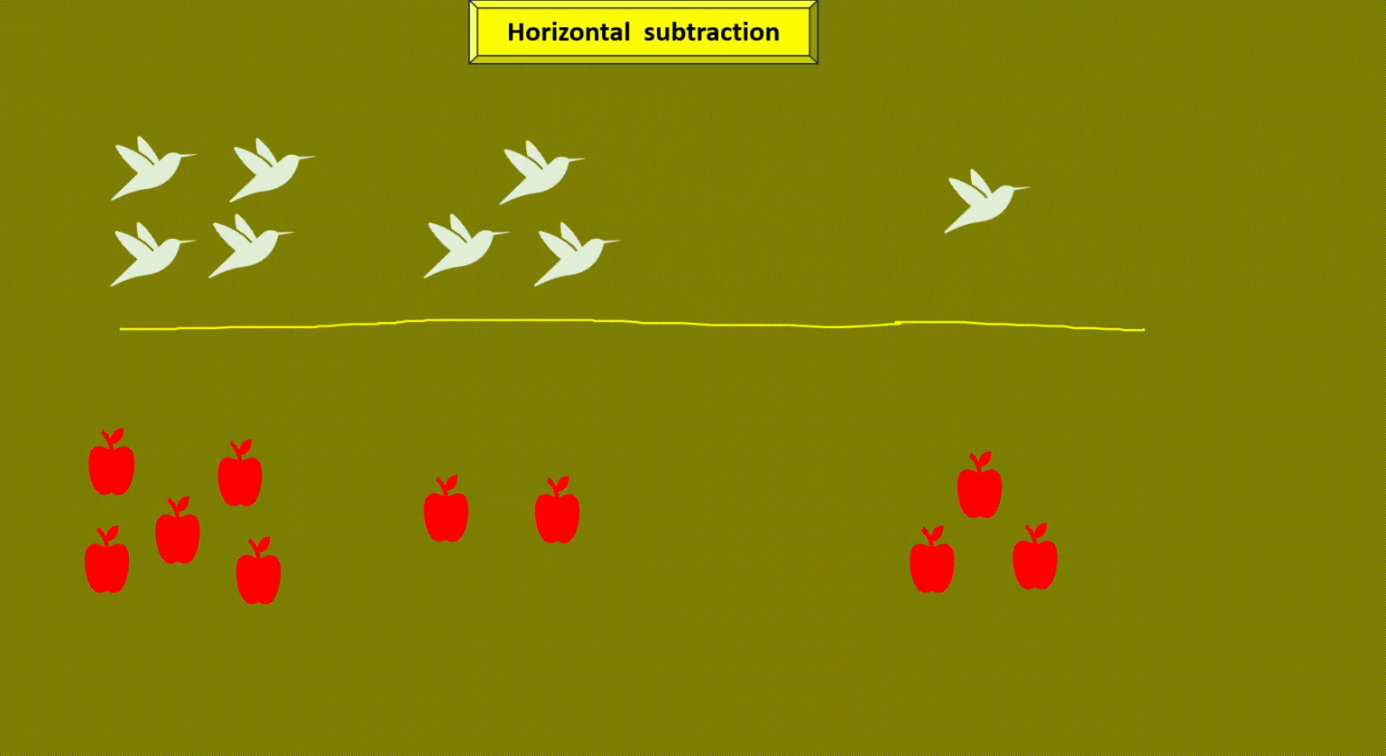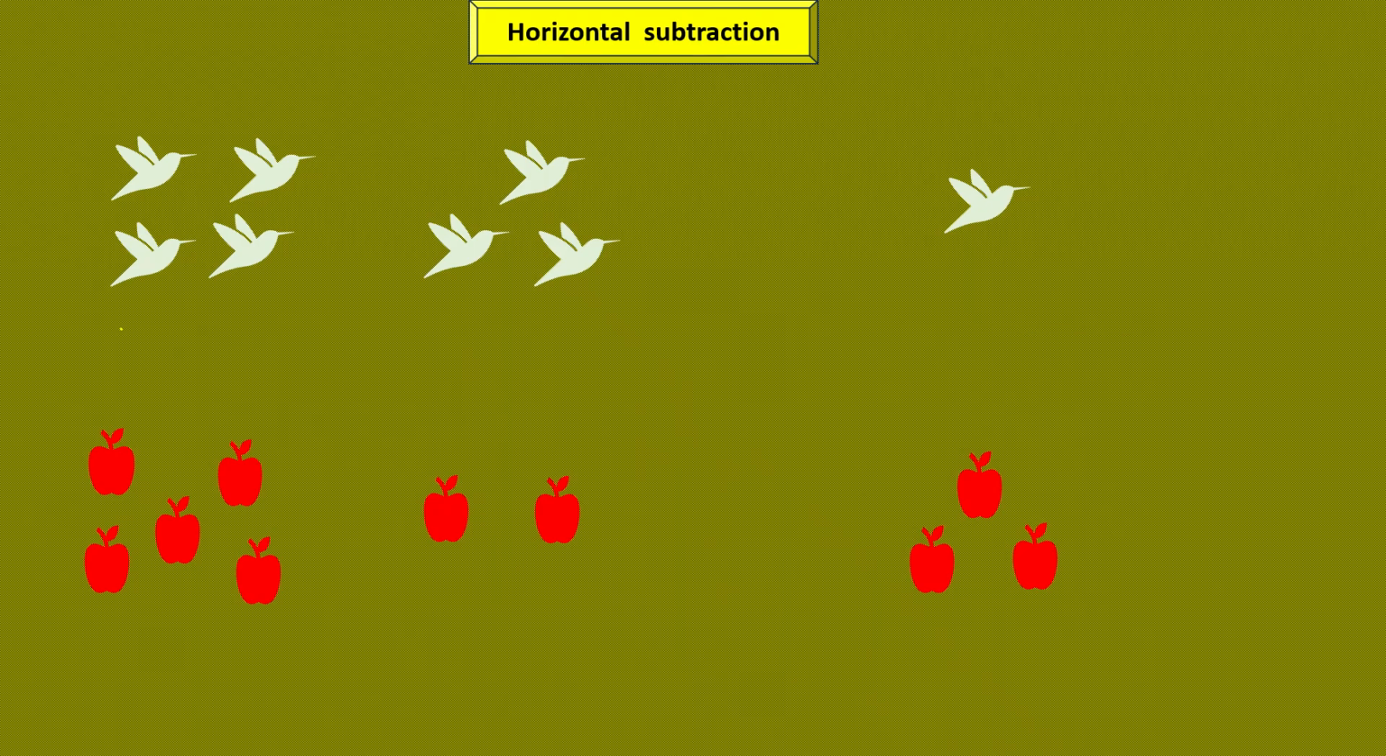Horizontal means when you do the addition or the subtraction within a single line, so it's known as horizontal subtraction. A sleeping line is known as horizontal. And if you've done the subtraction that way, that means horizontal subtraction. So let me remove it and count with me.